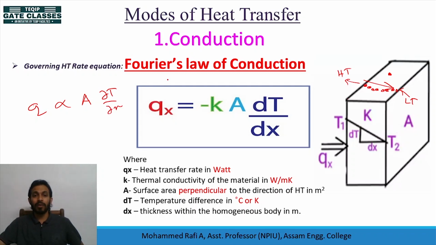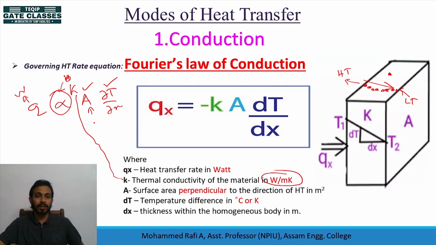From which they defined the Fourier law of conduction, stating the heat transfer rate is directly proportional to the cross-sectional area as well as the temperature gradient. Now, in order to remove this proportionality constant, they introduced a new parameter called thermal conductivity. From this you can see thermal conductivity will have a unit of watt per meter Kelvin, because Q is in watt, area is in meter square, and temperature gradient will be Kelvin per meter or degree Celsius per meter.